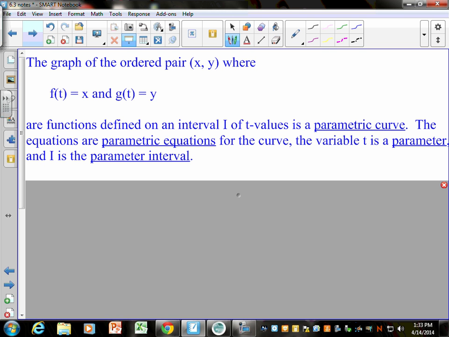Okay, this is where you need to start writing. This is kind of the definition of a parametric equation. I'll sort of be quiet maybe a little bit while you're writing this.